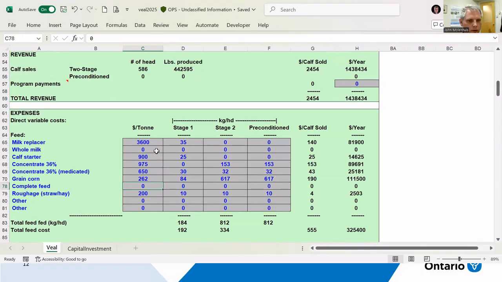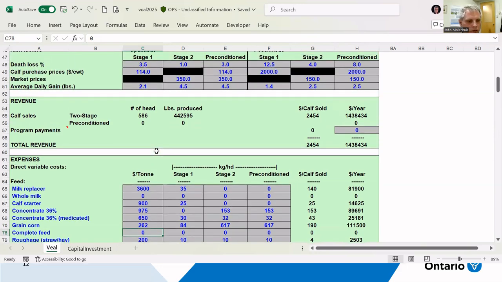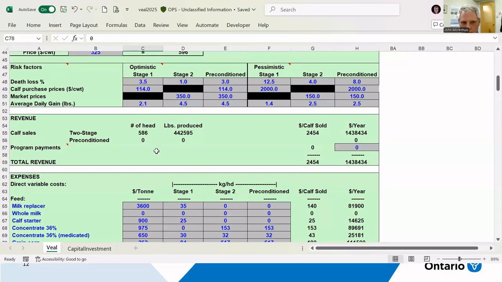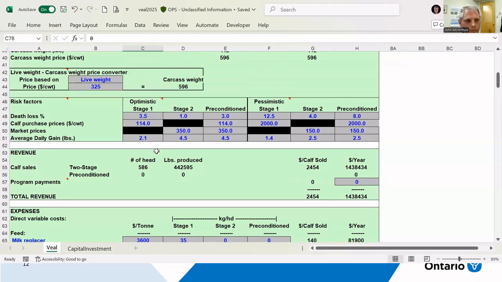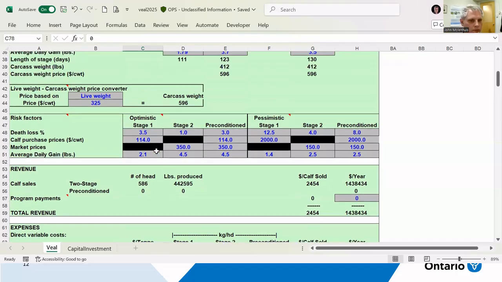But just understanding what some of those risk factors are. If just the price of grain corn goes up, it would take a far bigger increase in the price of corn to have the same impact as a 10% increase in purchase price or a 10% increase on the market value piece of it.